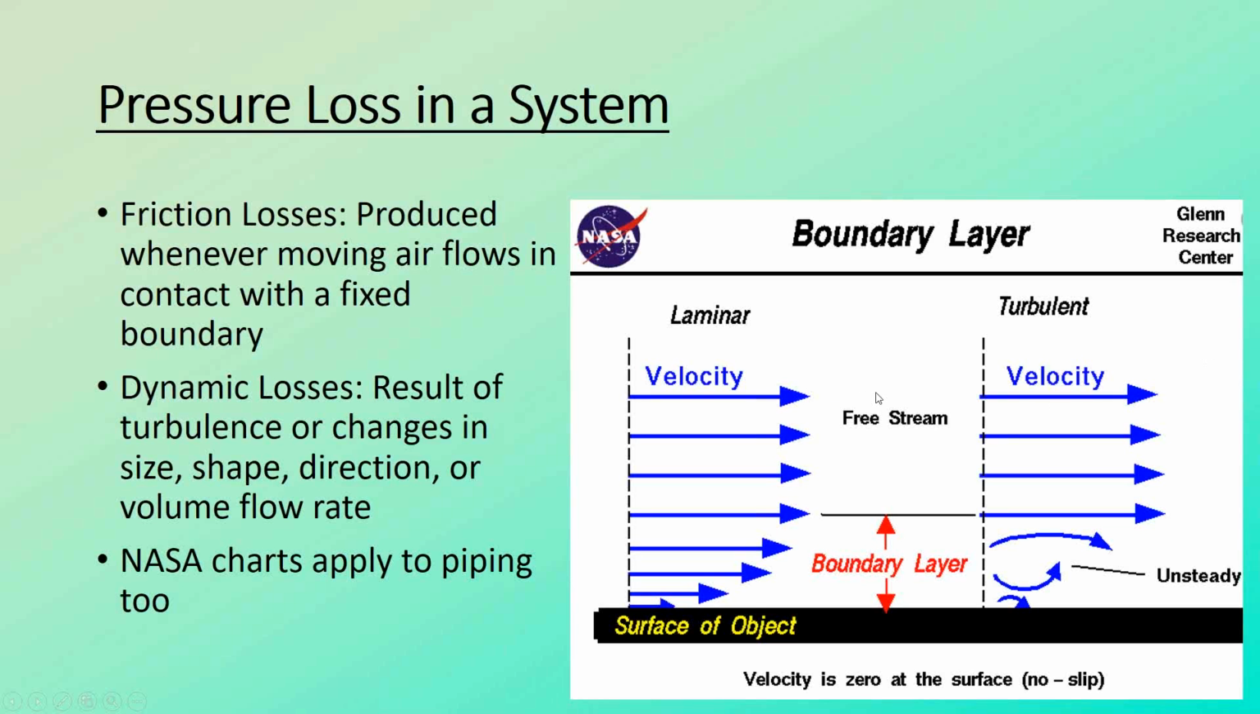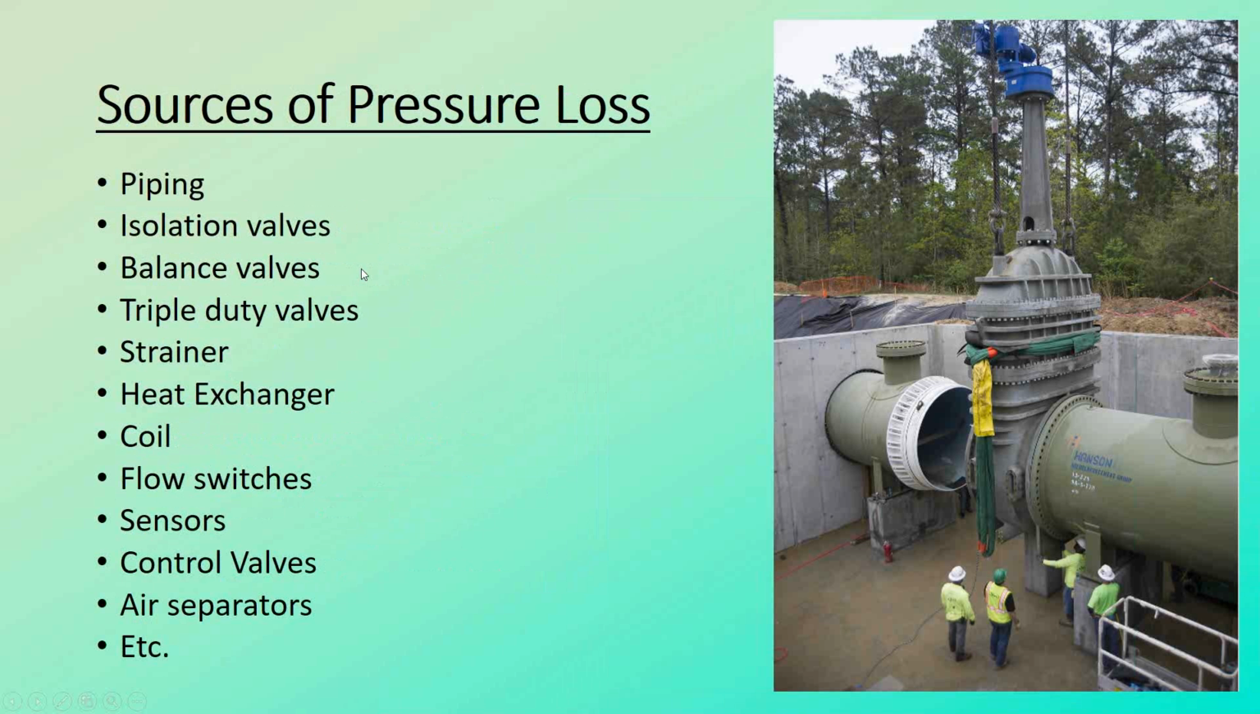Similarly here, this is the exact slide that we saw before. And in the same way, we want to keep everything laminar. It's easier to pump throughout the system. Where are we going to get pressure loss in a piping system?